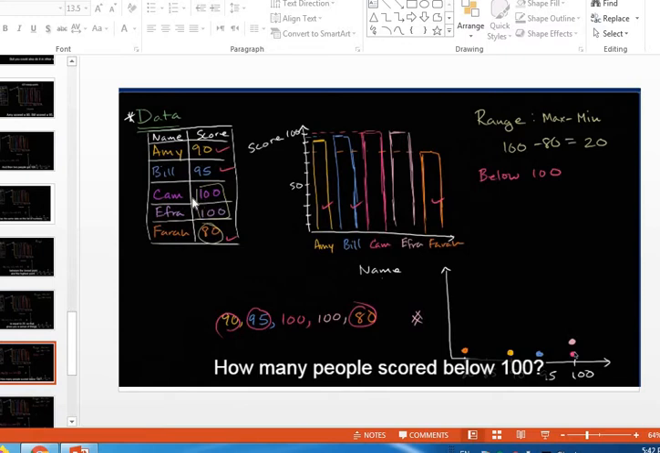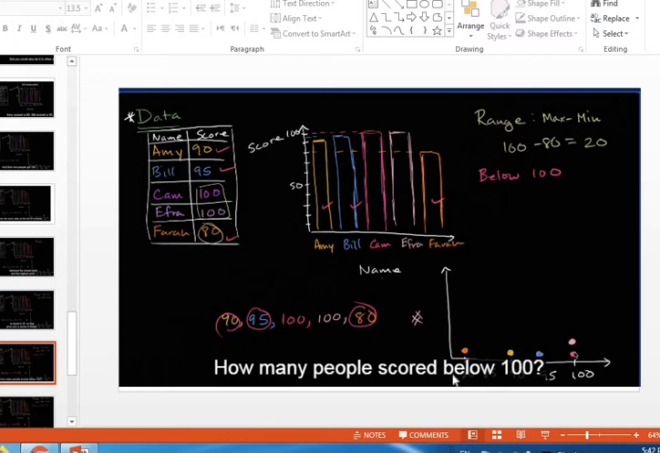I have here Kaim and Ifra, who got 100 scores. So below 100, how many? Let's count. Amy, Bell and Farah. There are 3 students. And in the bar graph, it should give me the same answer. Below these two students at 100, I have Amy, Bell and Farah.